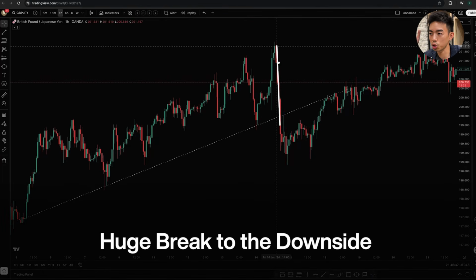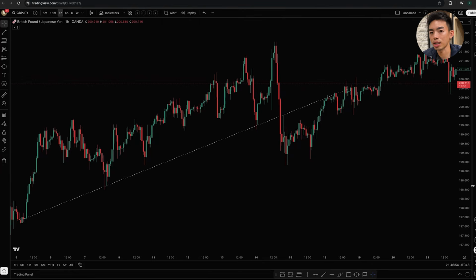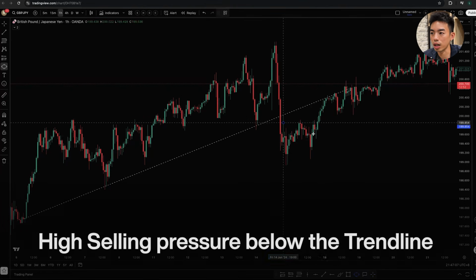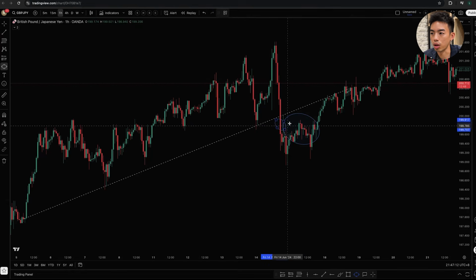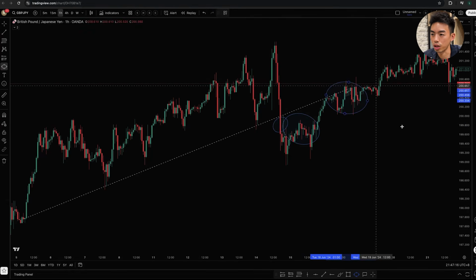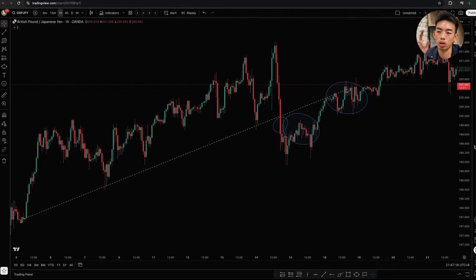We have a huge break to the downside. Now, that's going to cause a lot of stop losses to be hit on the sell side, and on the pullback, traders are going to join in on the sell, not to mention any breakout selling traders are also going to be selling. So below this trend line, we know that there is a lot of selling pressure. It could be around here, especially on the retest of the trend line right there. We can clearly see that based on the price action.